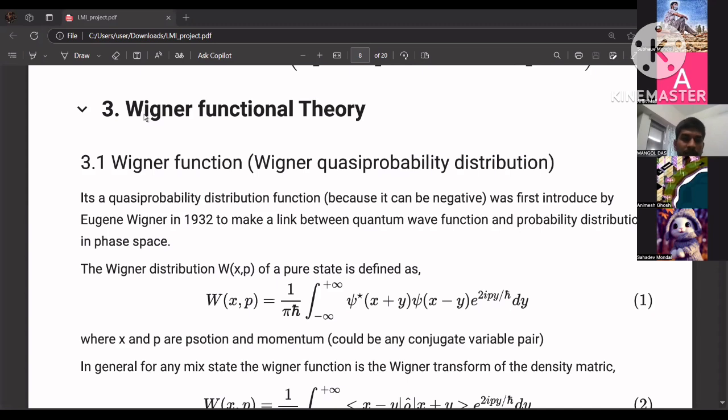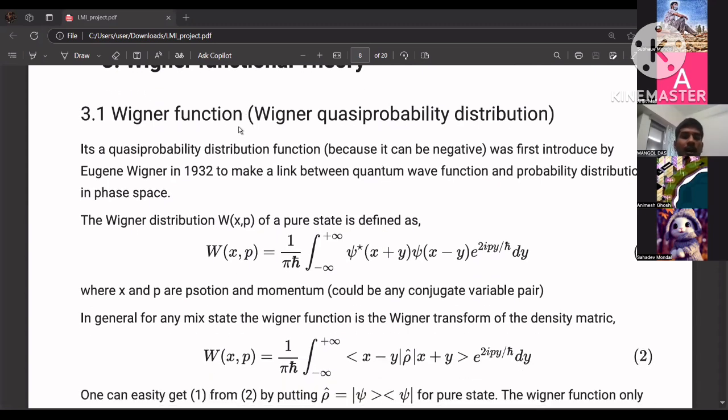I'll discuss the Wigner functional theory and how this theory helps us to extract information about the system. First, let us talk about what the Wigner function is. It's sometimes called the quasi-probability distribution. Why is it quasi? Because it can also take negative values. This was first introduced by Wigner in 1932. The main aim of Wigner function theory is to make a link between the quantum theory and the statistical phase space theory.